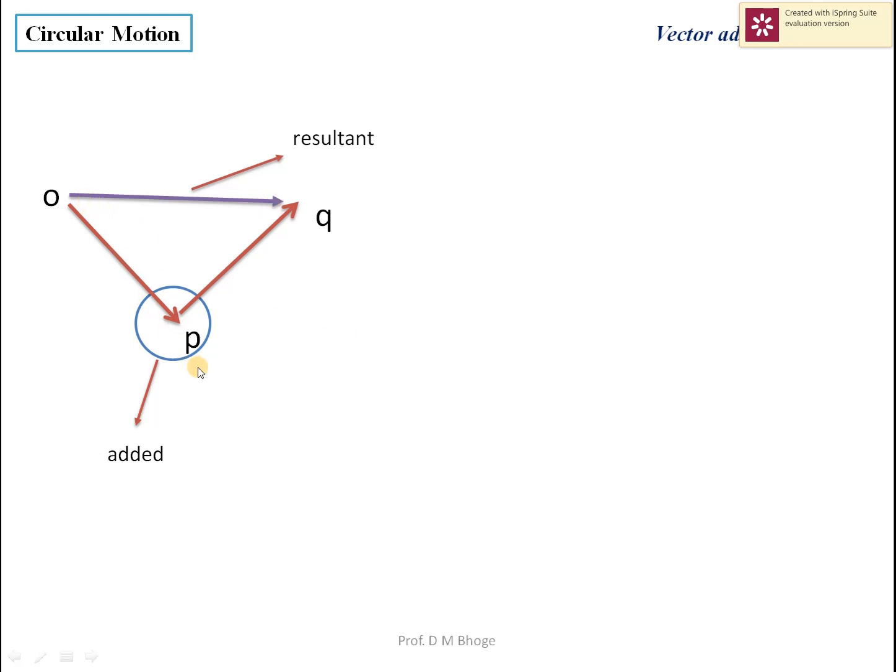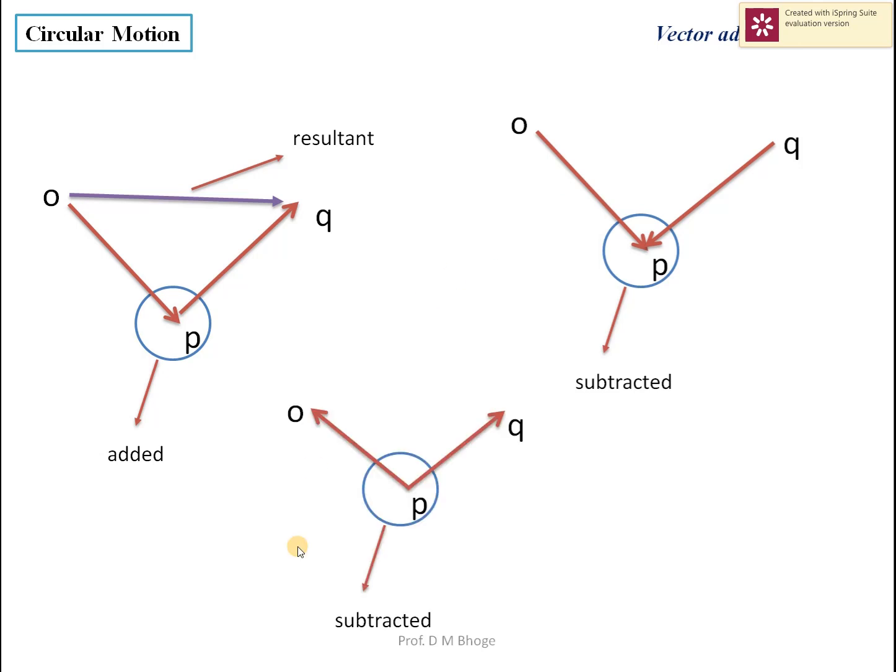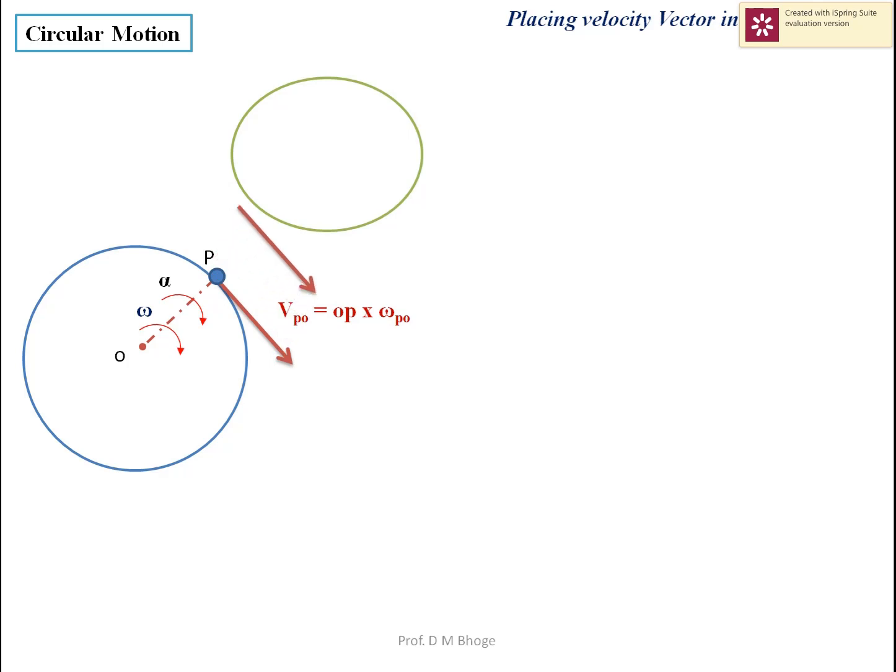So vector OP plus vector PQ will give the resultant vector OQ. What is important? Vectors placed tail to head are to be added, and vectors placed head to head or tail to tail are to be subtracted. Now, placing velocity vector in vector polygon. We learn how to place the velocity vector in vector polygon for relative velocity and acceleration analysis method.